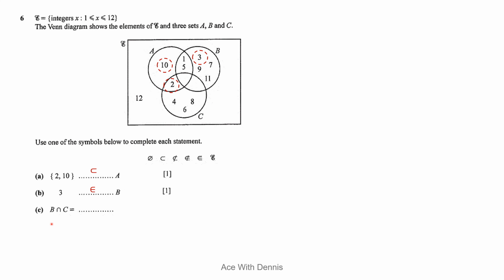Next, C. B intersect with C equals, 1 mark. Let's see the Venn diagram. This is the region of B intersect with C, and we can't see any element inside this region. Therefore, it is an empty set.